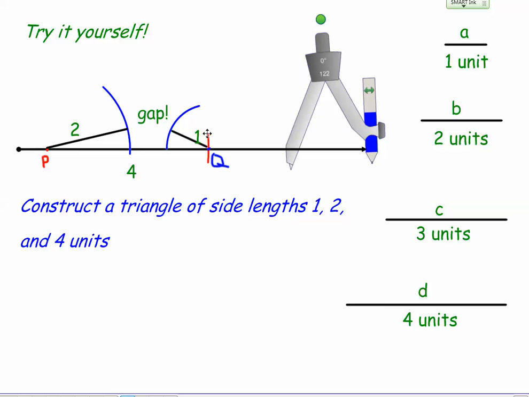So 2 plus 2.5 would work. I would have no gap and they would intersect. So as long as the 2 short sides, the 1 and the 2, add up to something longer than 4, we can make a triangle.